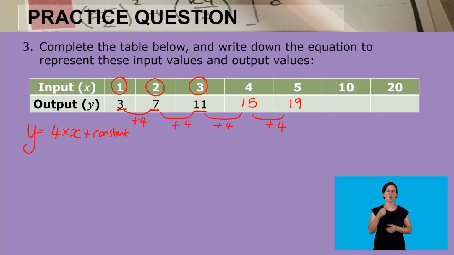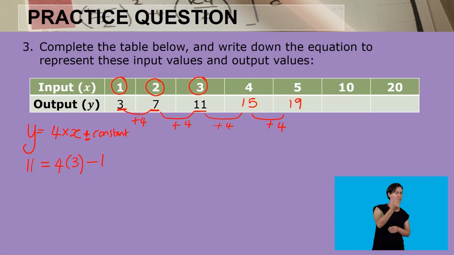So we can take, of course, any input or any output. Let's take the third, or the input of 3. Now the input of 3 gave us an answer of 11. We know that we took 4 and multiplied it with the input value of 3. Obviously, 4 multiplied by 3 is not 11. We still have to add or subtract that constant. So 4 multiplied by 3 is 12. And how do we get to the 11? We are going to subtract that 1.